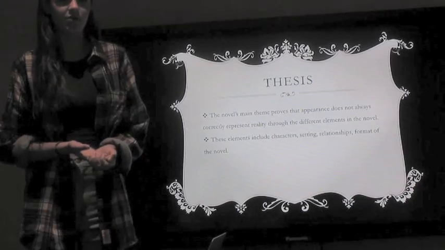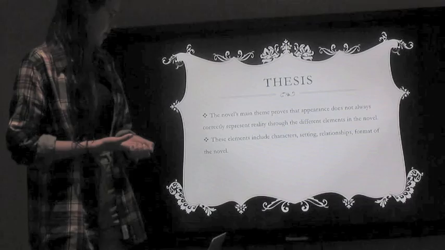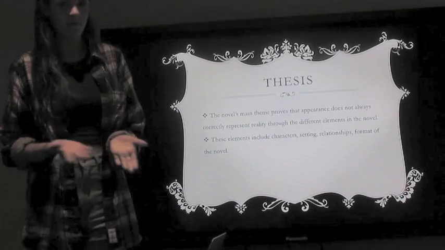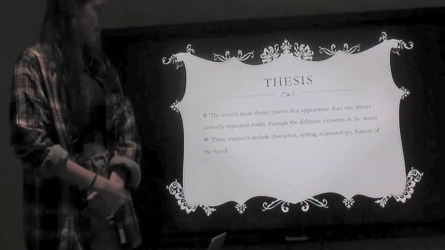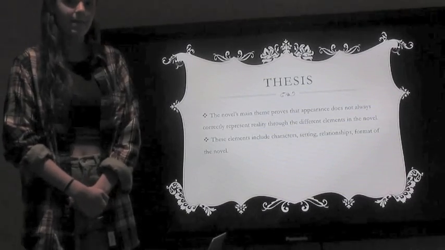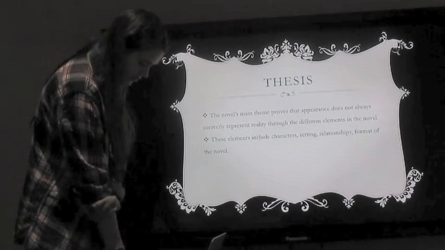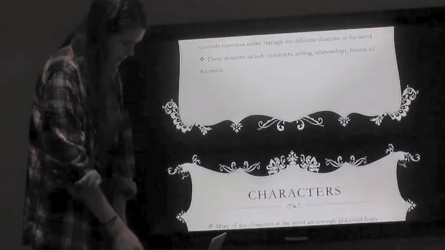So people aren't always how we perceive them. The elements in the novel that prove this are the characters, the relationships between the characters, the setting of the novel, and also just the format of the book. So I'll be talking about some of those today.